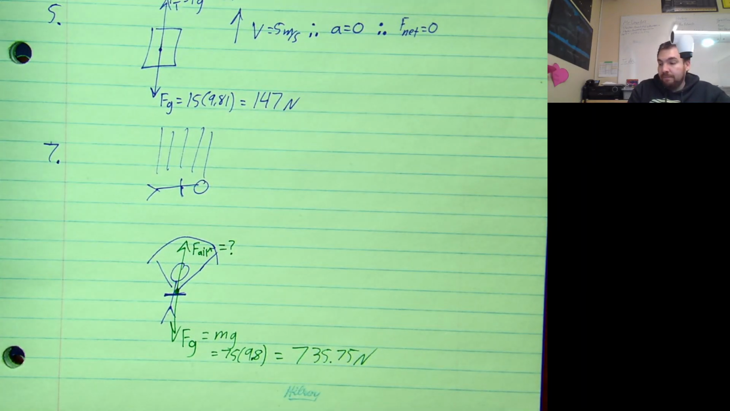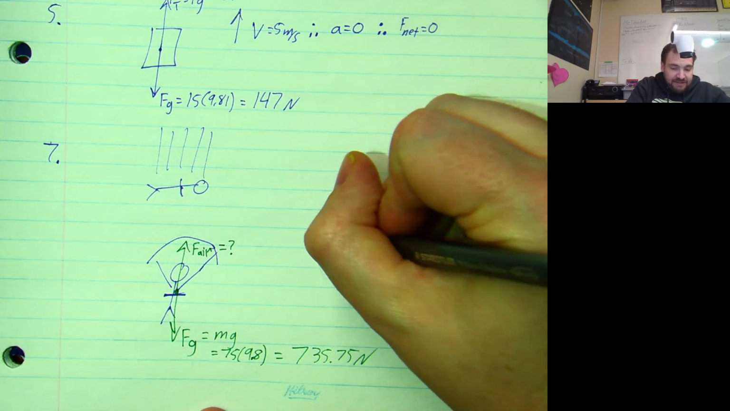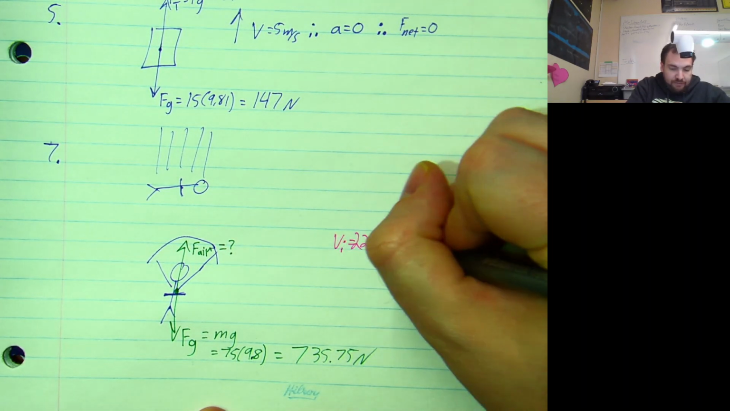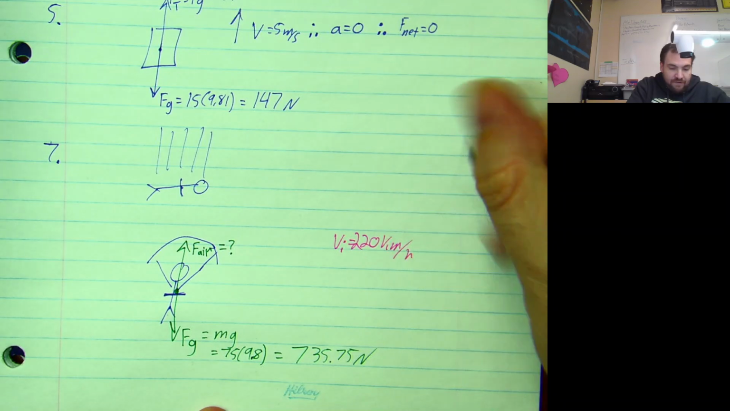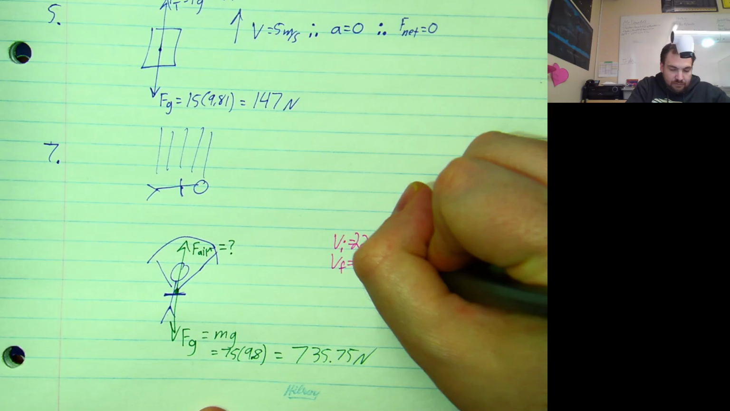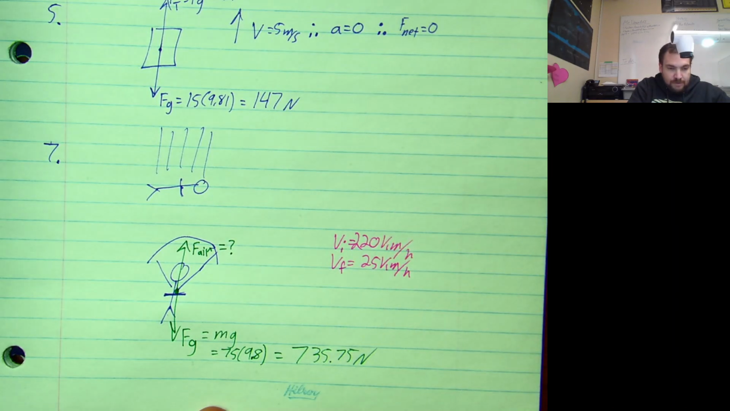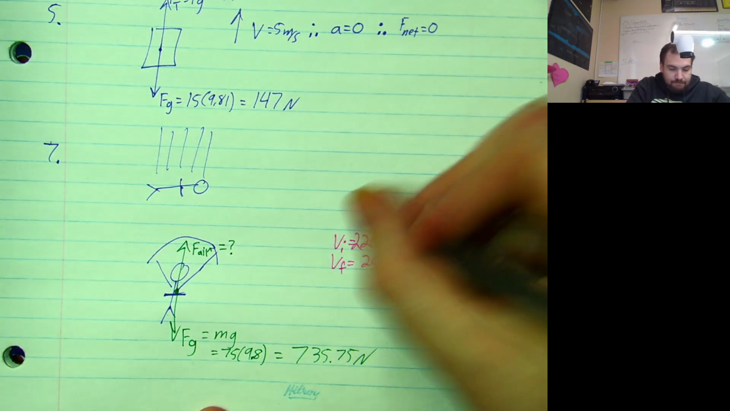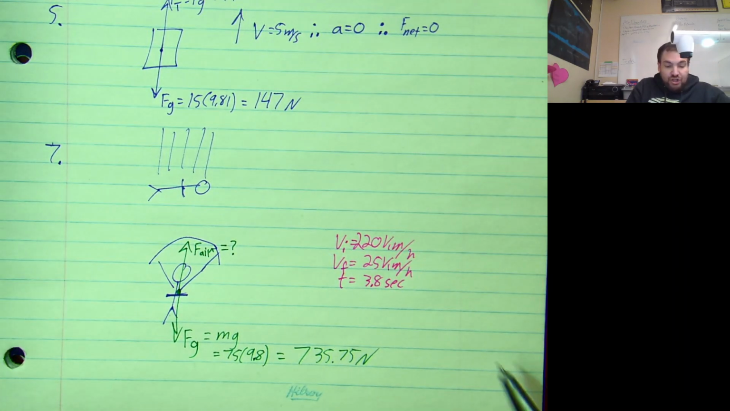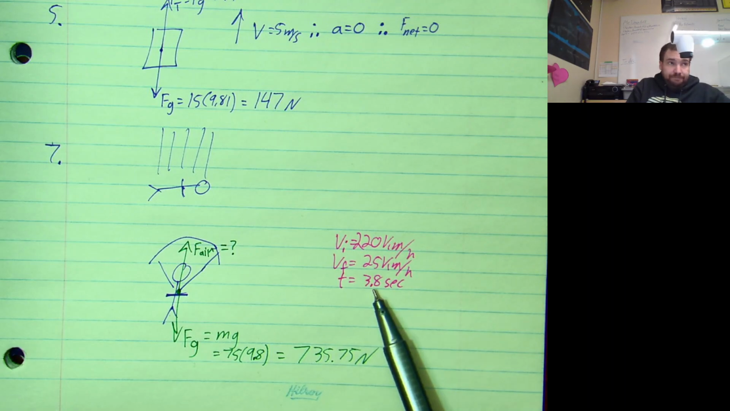What else do we know? We know a bunch of velocities. Vi is 220, 220 what? Kilometers per hour. Vf is 25 kilometers per hour. What else do we know? She stopped in 3.8 seconds. So that's our time. Well, you go between those two speeds. She dropped her speed from 220 to 25 in 3.8 seconds. Okay.